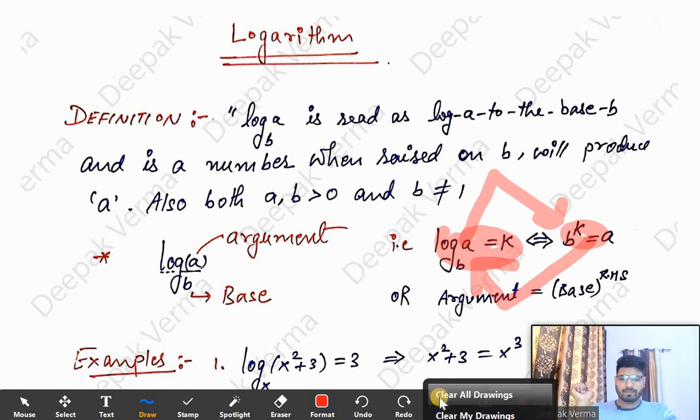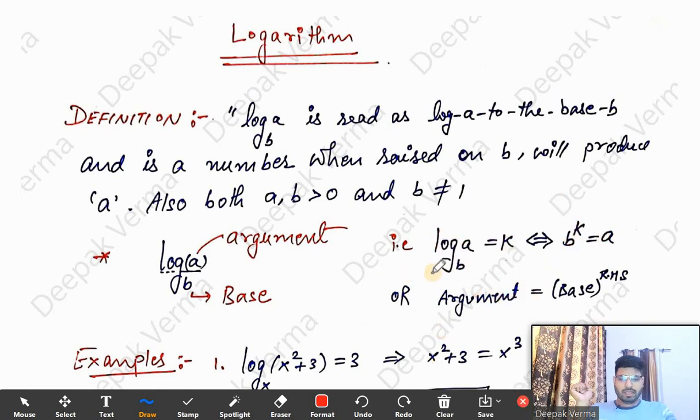Is it clear? In order to memorize, we can look at it like this: argument equals to, this is the argument; base to the power right hand side. Here the right hand side is what? k. Got it? So remember it like this: argument equals base to the power right hand side. So this is our definition of logarithm.